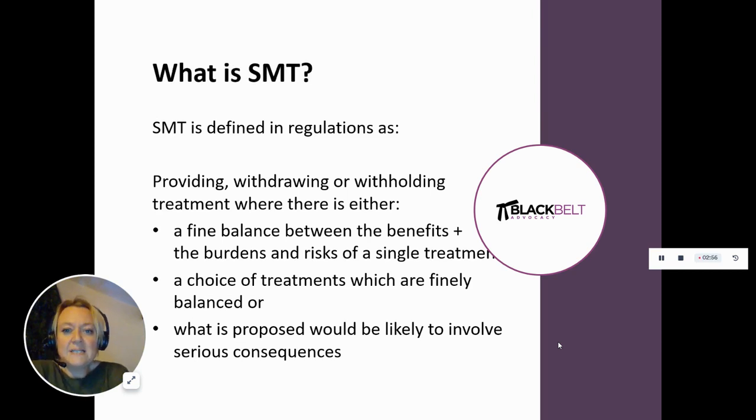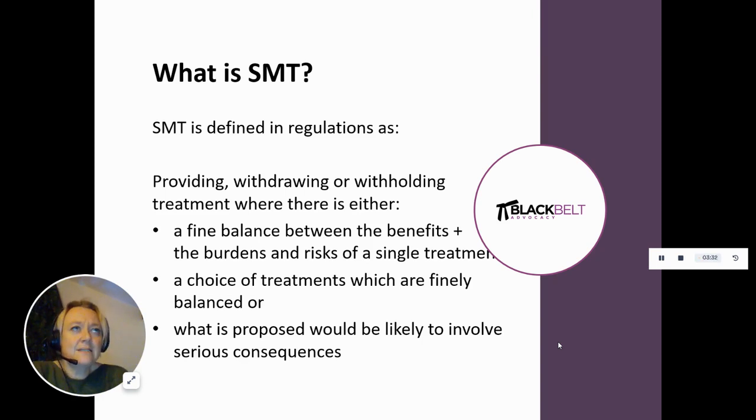So serious medical treatment is defined in regulations, by which we mean the Mental Capacity Act and the IMCA Code of Practice. And serious medical treatment is defined where the decision is about providing, withdrawing, or withholding treatment, where one of these three things will happen or are likely to happen. So the first one is that there's one single treatment being considered, and there's a fine balance between the benefits and the burdens of that single treatment.